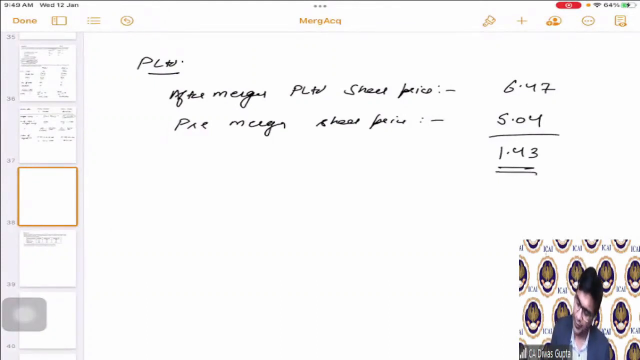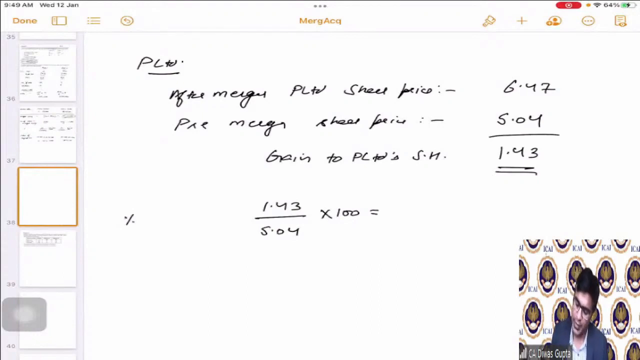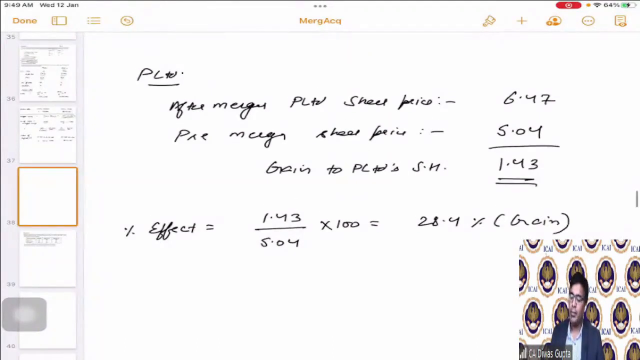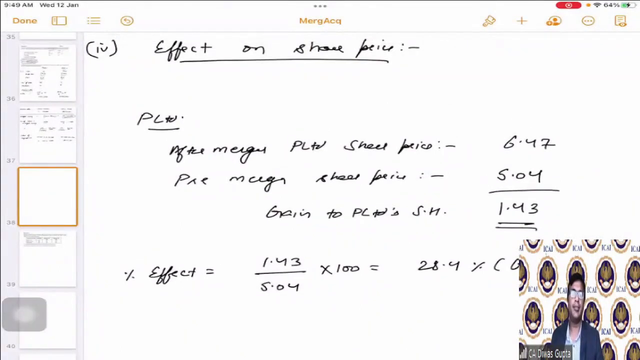So the gain, this is a gain, right? Because the value has increased. The gain to P Limited's shareholders is this much. And since the question is asking us to calculate the effect, in percentage terms we can say 1.43 divided by 5.04 into 100, which comes to 28.4% of gain. Simple. This is the impact on P Limited's share price.